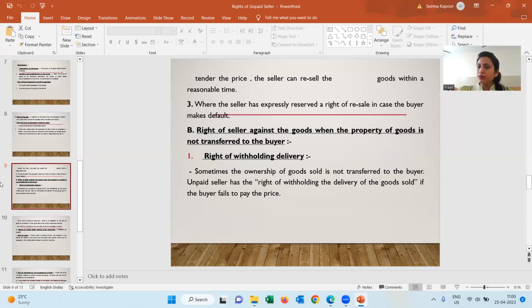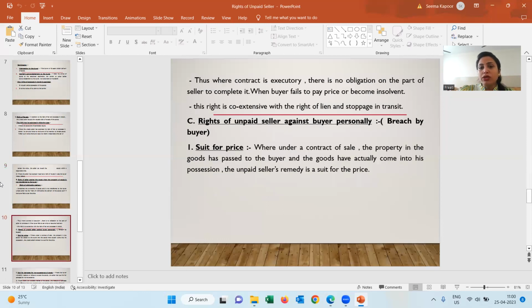In resale, that means once you had transferred the ownership to the buyer, and now you are informing that if he will not make payment, he will resell the goods. In that case, this right of resale can be used only where the property of the goods is transferred to the buyer. But if not transferred, then the seller has the main right of withholding delivery. And the right of withholding delivery is the combination of, you can say it is co-extensive with, the right of lien and right of stoppage in transit.